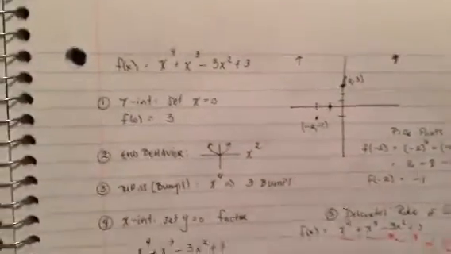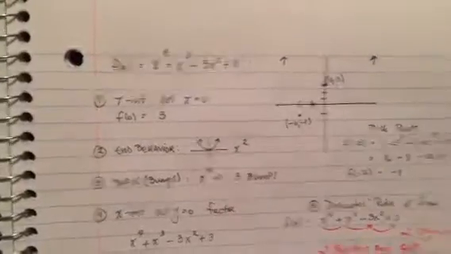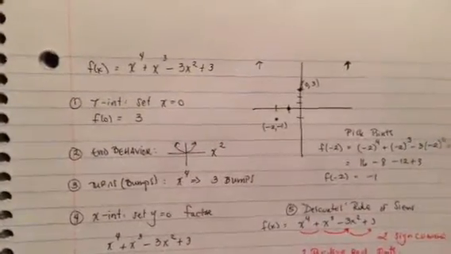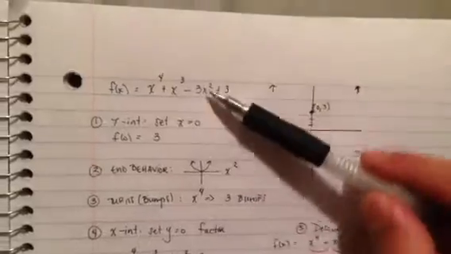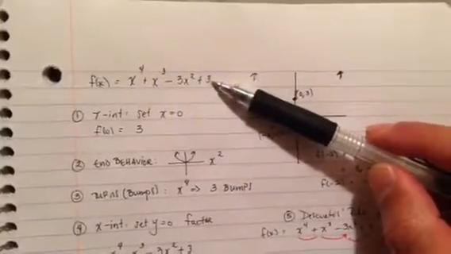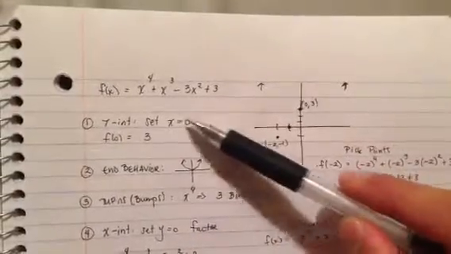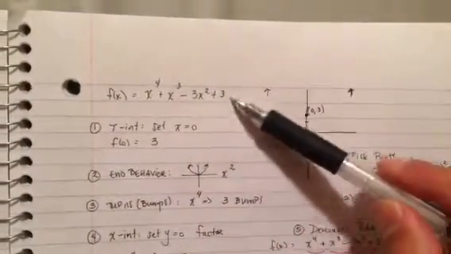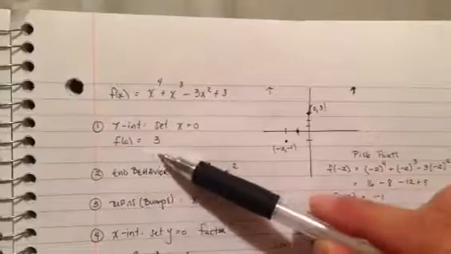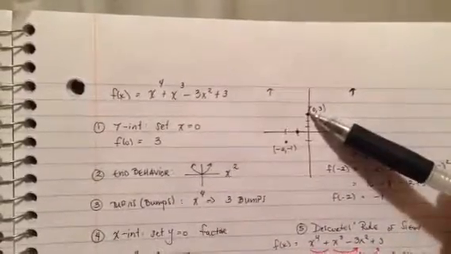And I know these are kind of tedious. I took some hard ones, some tedious ones, just so I can practice the difficult ones. Okay, so this is our function here, polynomial function. First step, y-intercept. Plug in the 0, we're left with 3. Okay, (0, 3). So it's right there.